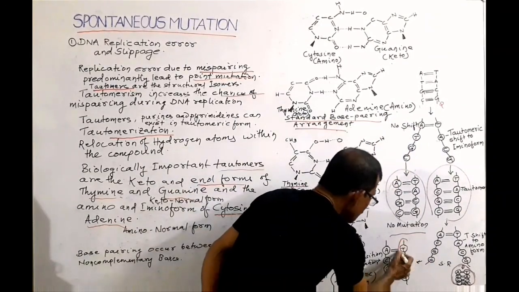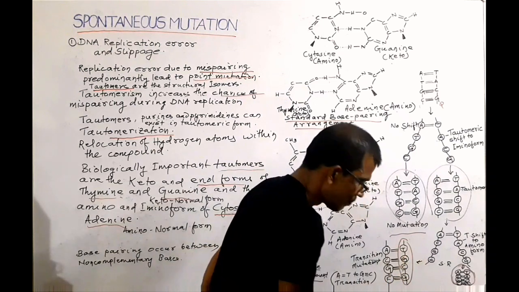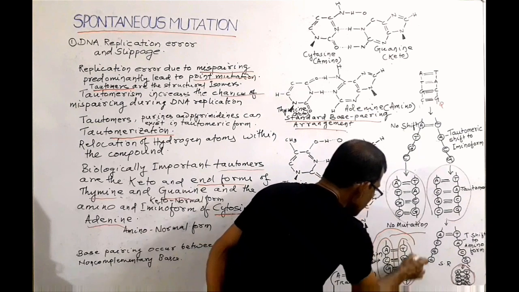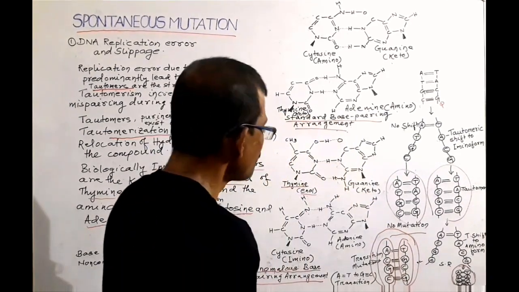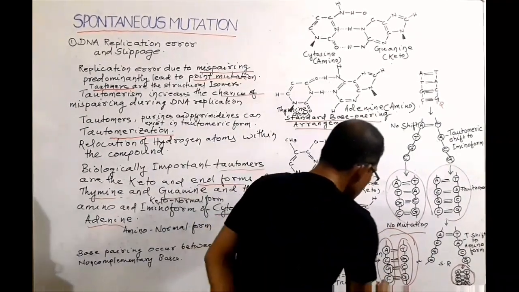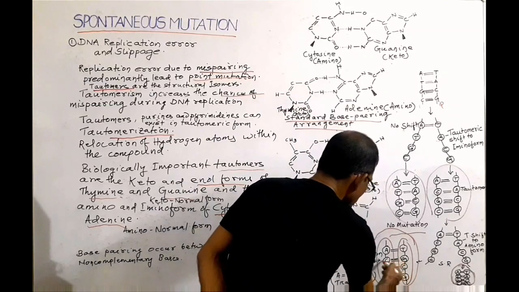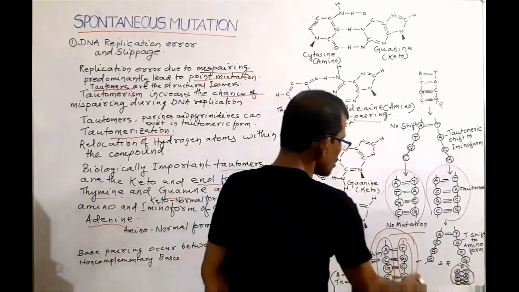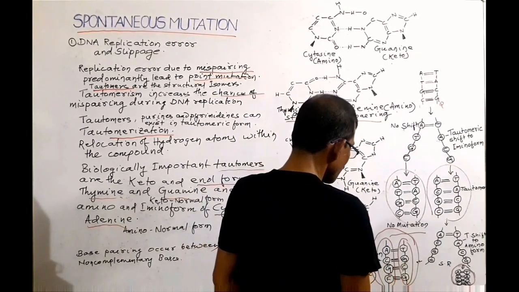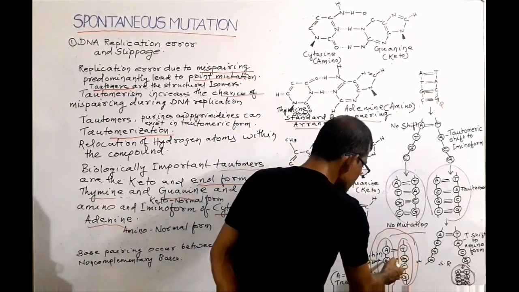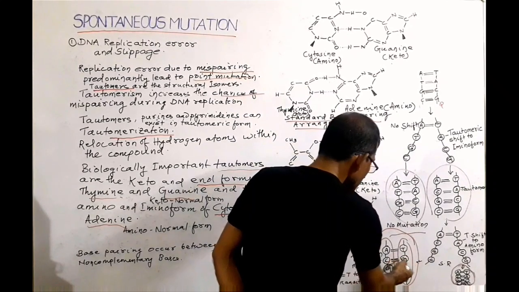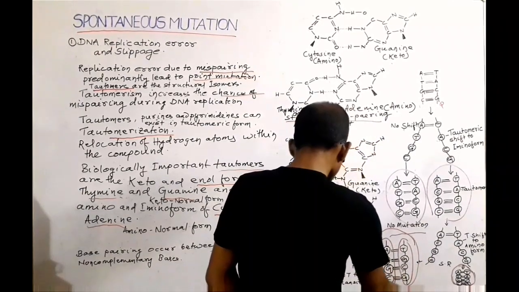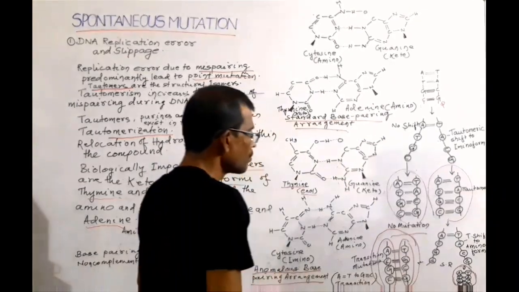So, this is the newly synthesized strand. And this is the template strand. Particularly in this DNA molecule, you see previously there was an adenine-thymine base pair, adenine-thymine base pair. But due to this tautomerism, the AT base pair has been converted into a GC base pair. So, such type of base pairing gives rise to transition mutation.